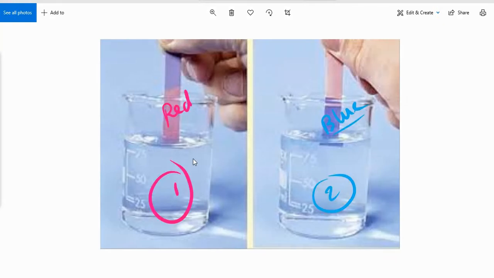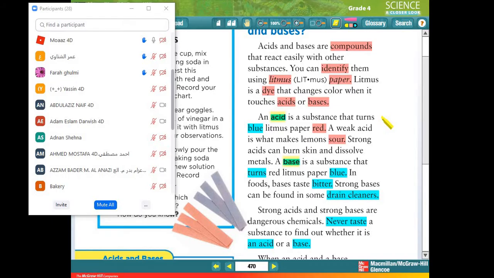When I ask about base, search for the word blue. When you see blue, it will be a base. When you see red, it will be acid. Now turn to blue, base. Turn to red, acid. Okay, guys, now here you can see that the weak acids, like lemon, have a sour taste.